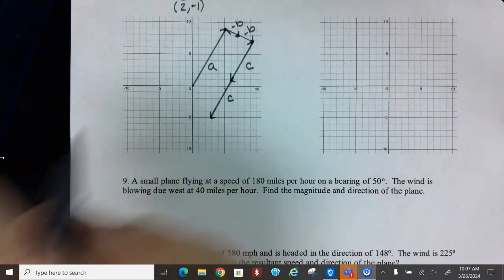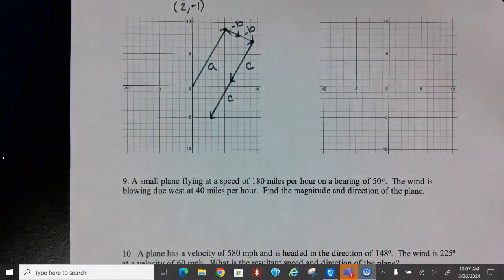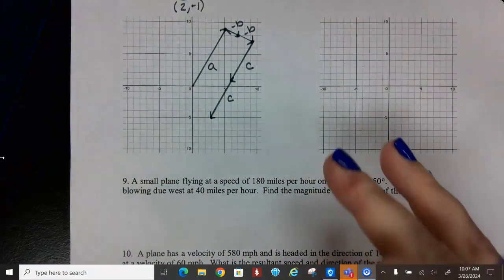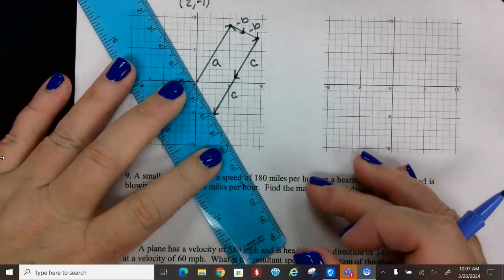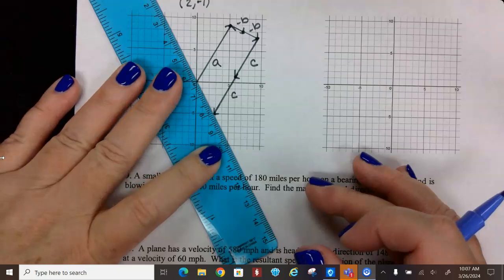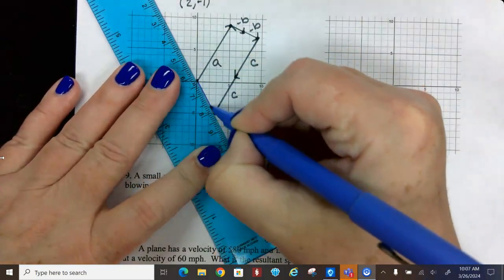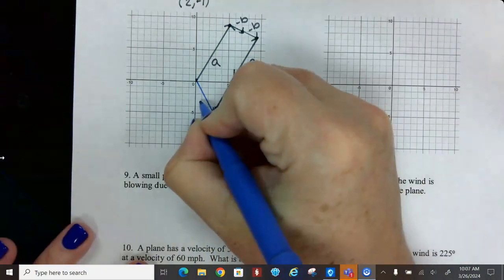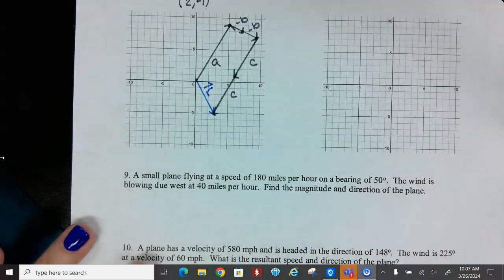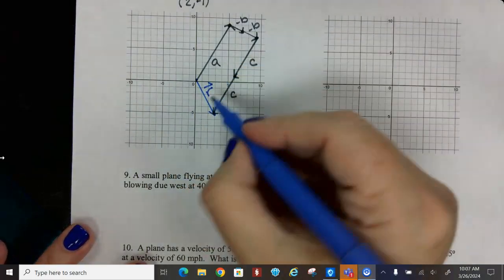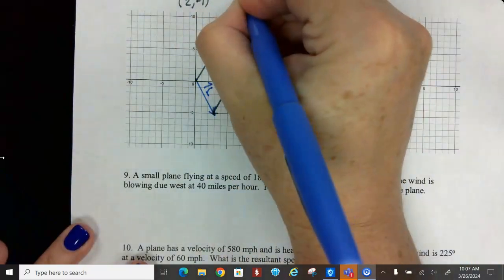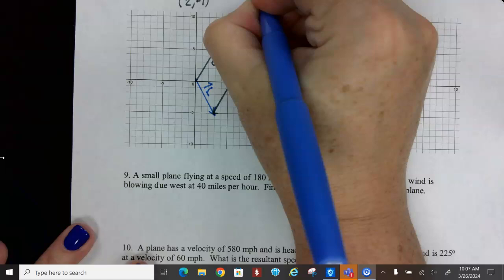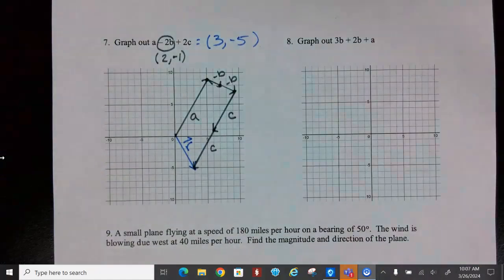And there's my other C. So a resultant vector is just where our answer is, where our vector lies. And so we're going to start from the origin. And here is my resultant vector. And that ordered pair is at 3 and negative 5. Oops, you can't see that. And there's your answer for that.